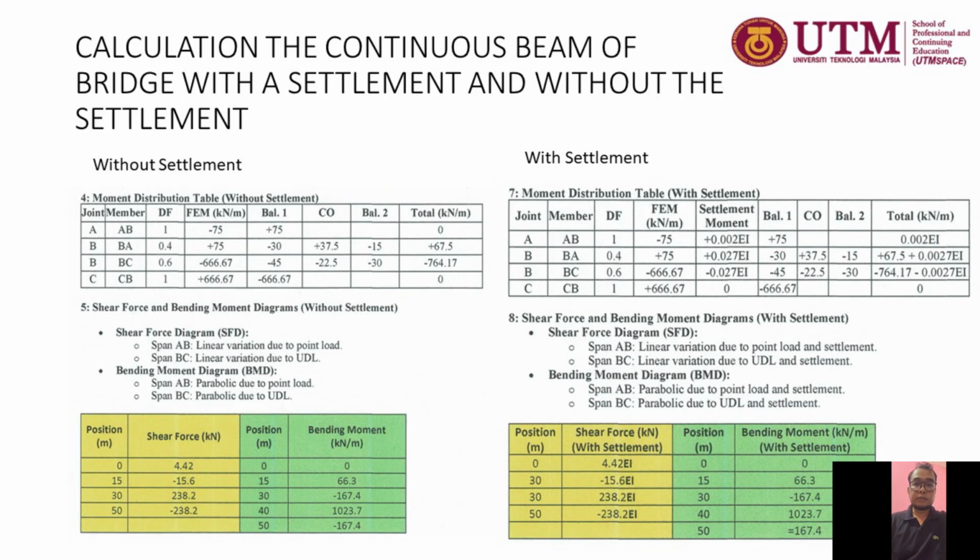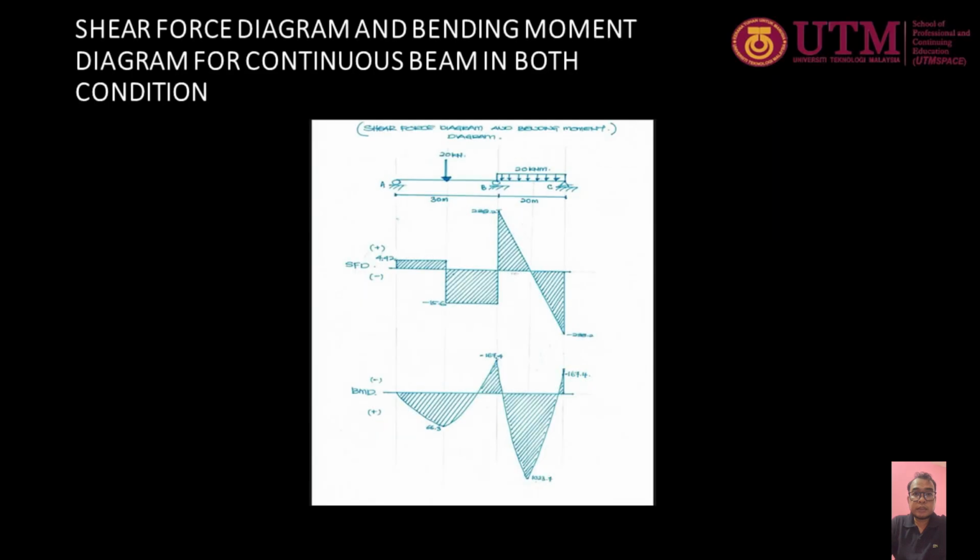On this table, we need to balance the member of BC. After two balances, we get the sum of the total moment at the support. After we get the value of the moment, we need to calculate again to find the support reaction at every support. Then after we get the values, we can draw the shear force diagram and bending moment diagram.